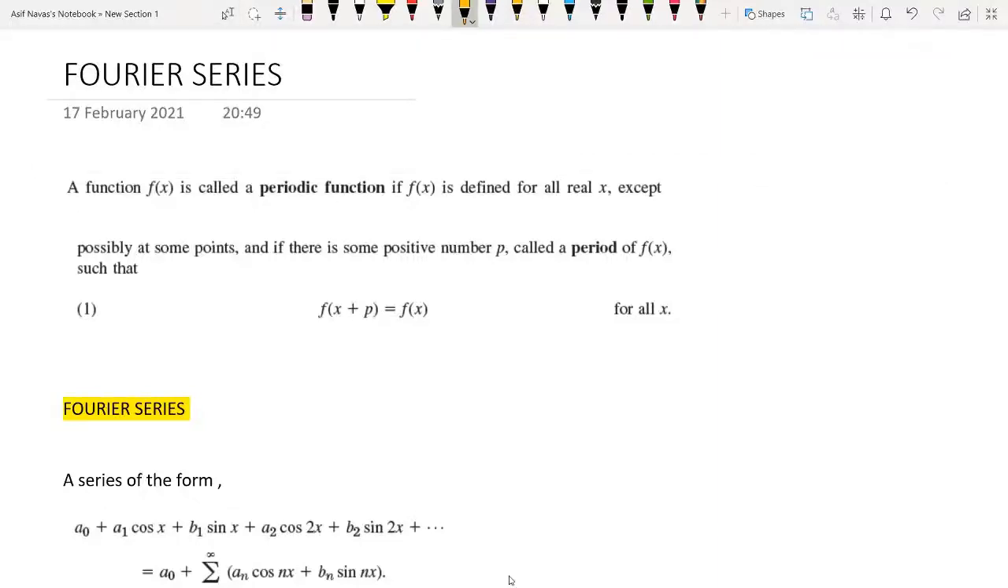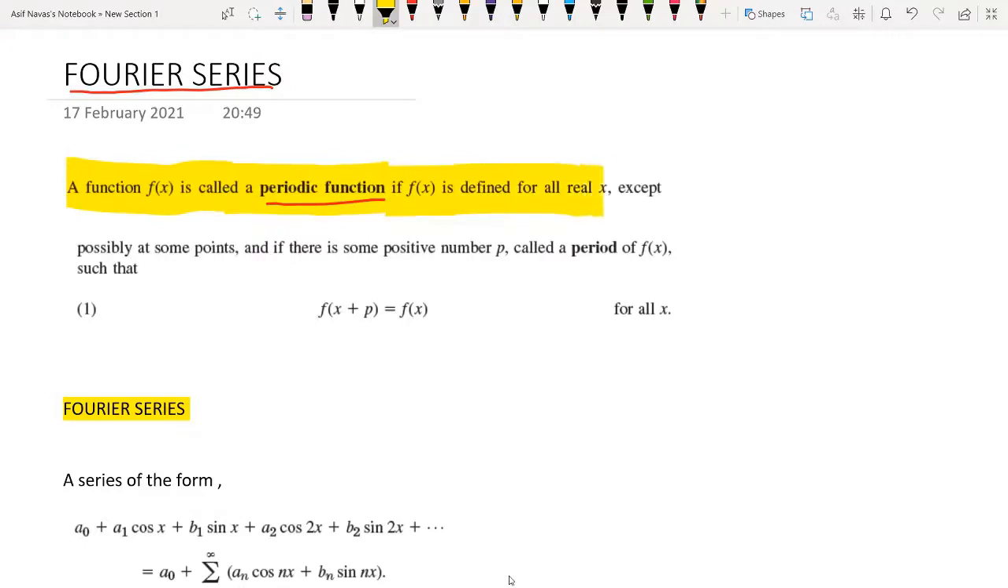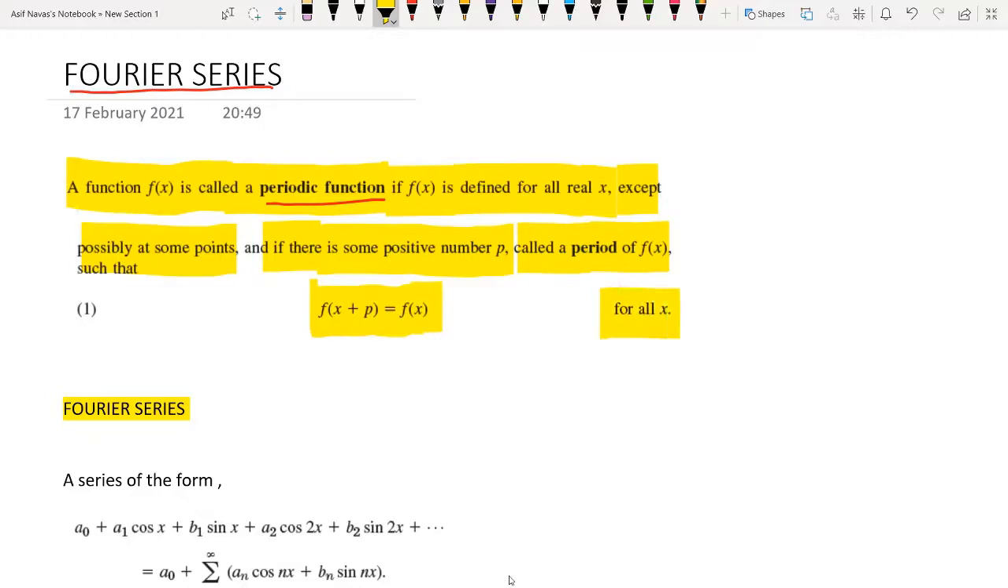Next topic, Fourier series. Before going to Fourier series, first we will define what is a periodic function. A function f of x is called a periodic function if f of x is defined for all real x except possibly at some points, and if there is a positive number p, called a period of f of x, such that f of x plus p equals f of x for all x.